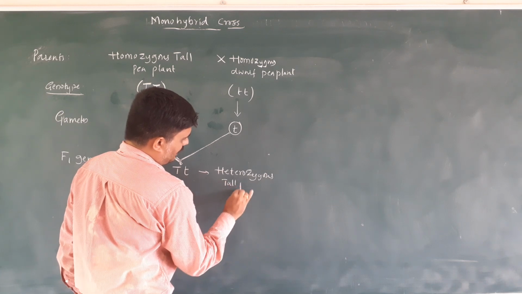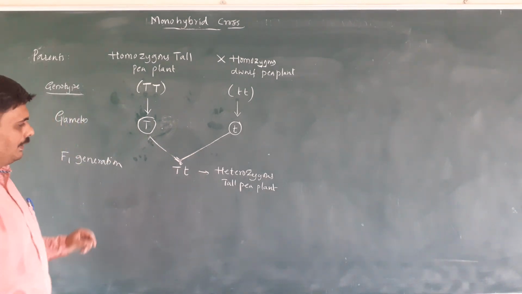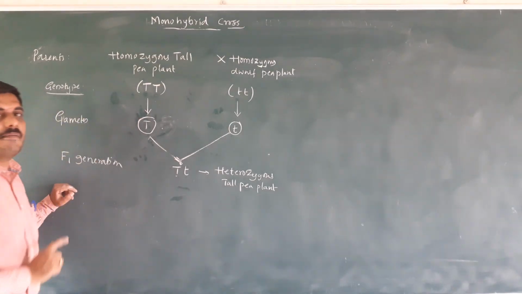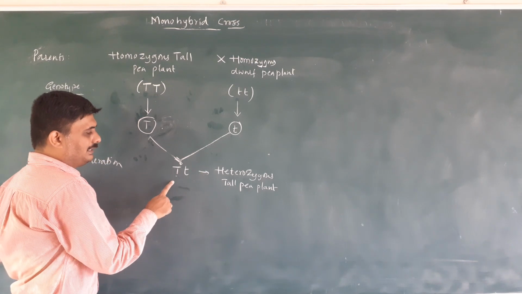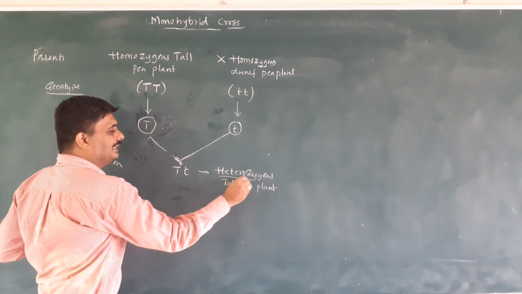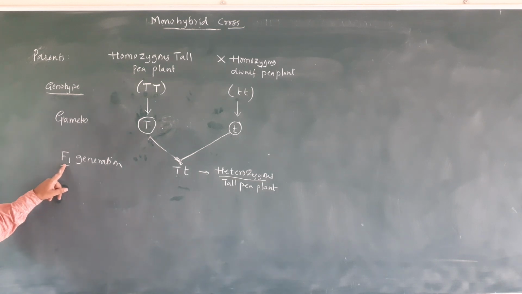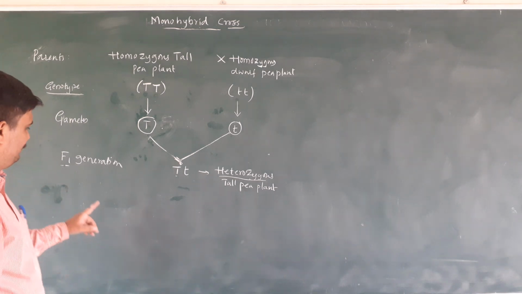Tall pea plants. All are tall plants, but they are heterozygous, meaning they produce two different types of gametes. Capital T is one type of gamete, small t is another type of gamete, so they are called heterozygous in nature. Then what is F1? F is filius. Filius means son. F1 is nothing but the first filial generation.